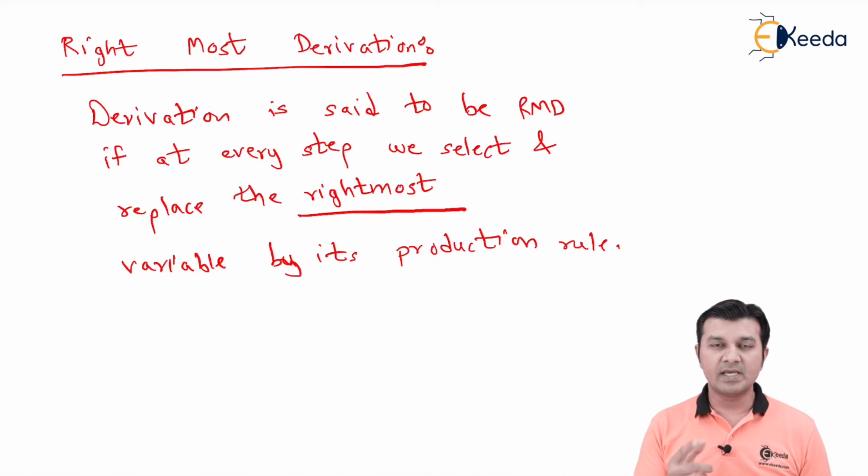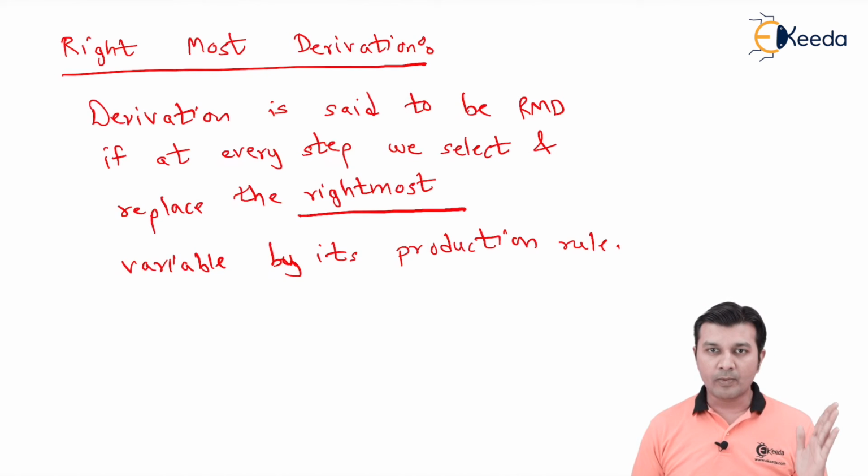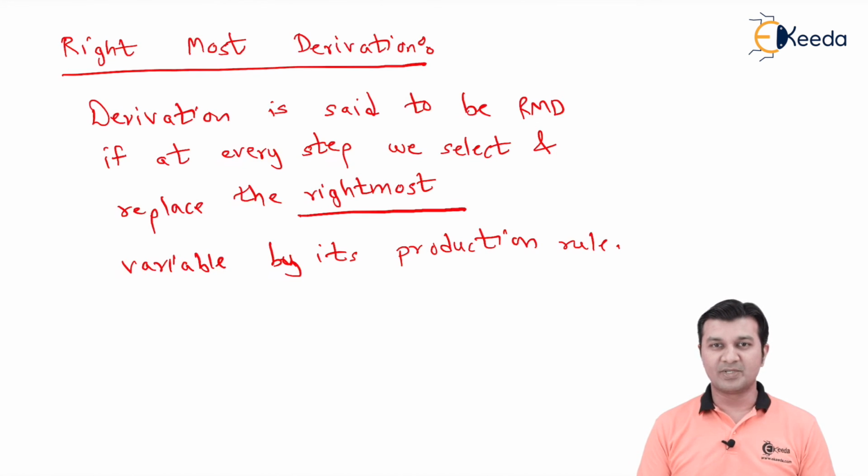Meaning, I would say if S is giving me capital A, capital B. Now among capital A and capital B, I can in the next step substitute anything. Either capital A substitution or capital B's equivalent substitution. However, if it is leftmost derivation, I have to compulsorily substitute for capital A. And if it is rightmost derivation, I have to compulsorily substitute for capital B. So rightmost goes from the right side towards the left side and leftmost goes vice versa.